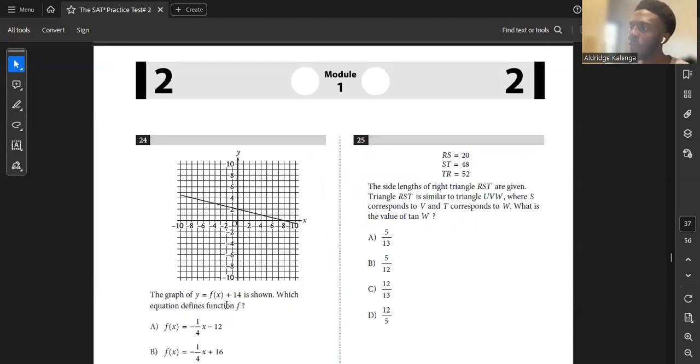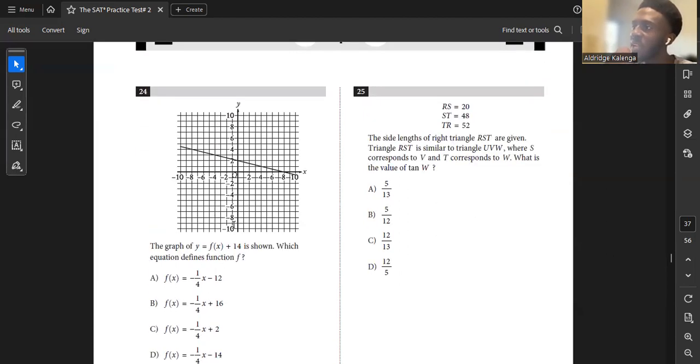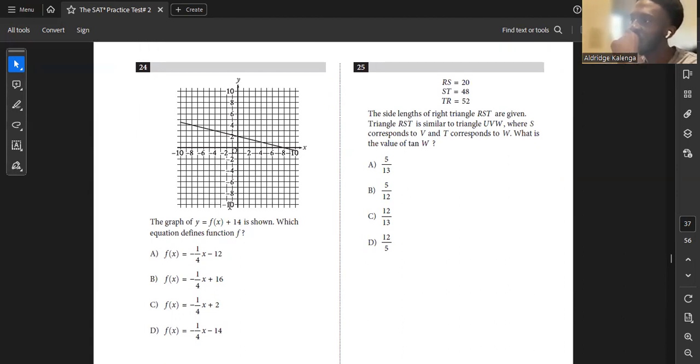The graph of f of x plus 14 is shown here. Which equation defines the function? Okay, all of them have negative gradients, so I can't use that. When I place 0, our intercept should be 2. So already our answer is not going to be C. They're trying to trick us.